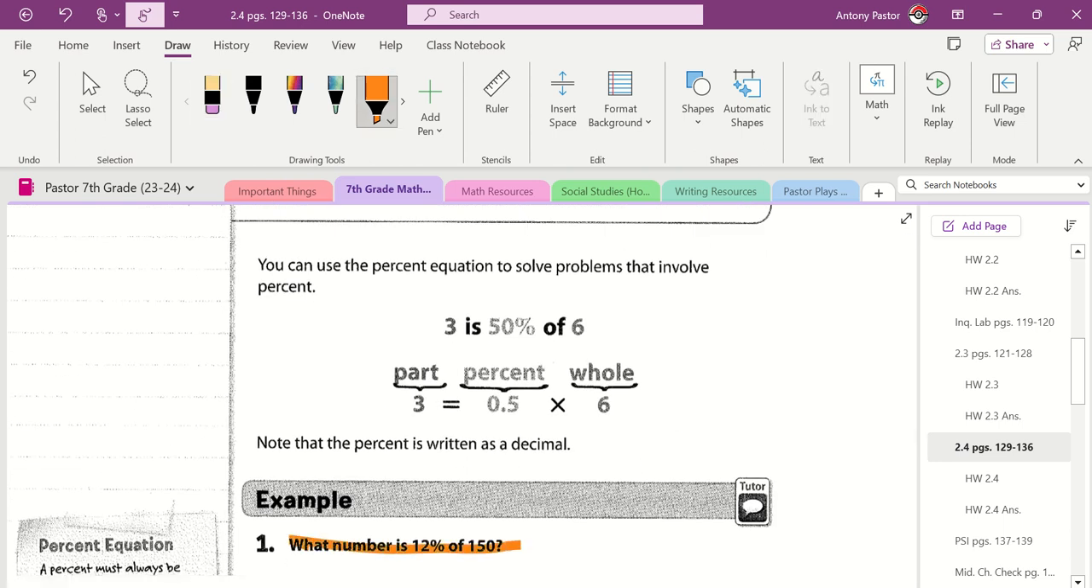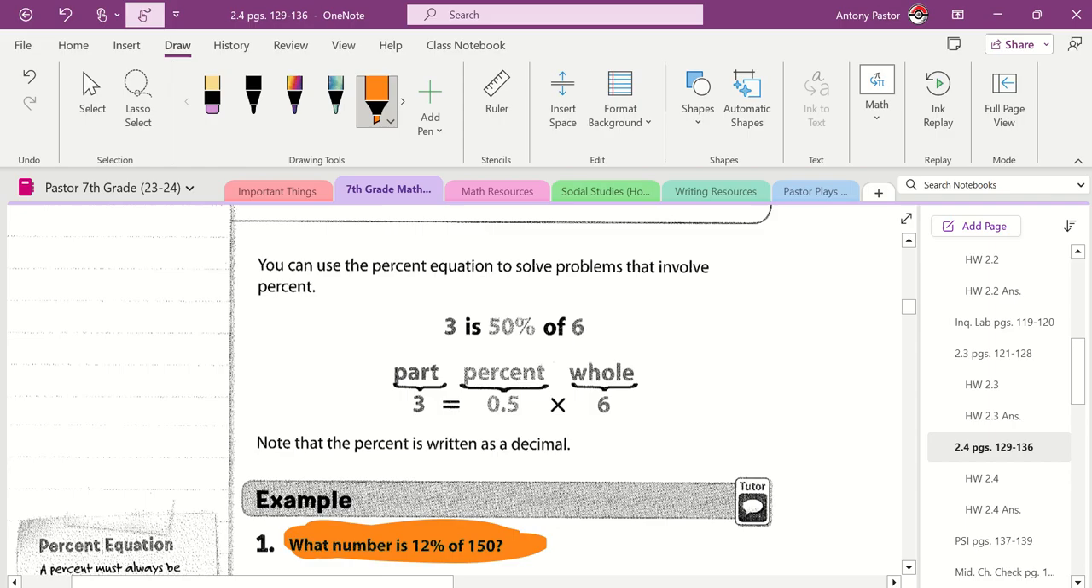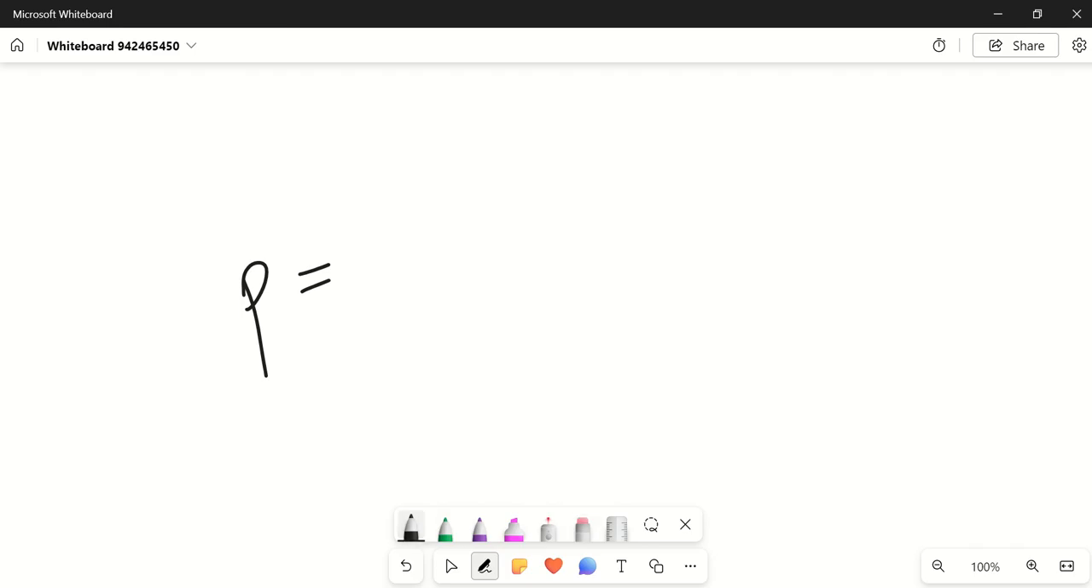So what number is 12% of 150? Now, as we've discussed in class, 12 is the percentage. And because it says of 150, what number is 12% of 150? 150 is our whole. So remember, part equals percent times whole. We have our percent and our whole. We have 12% times our whole, which is 150.